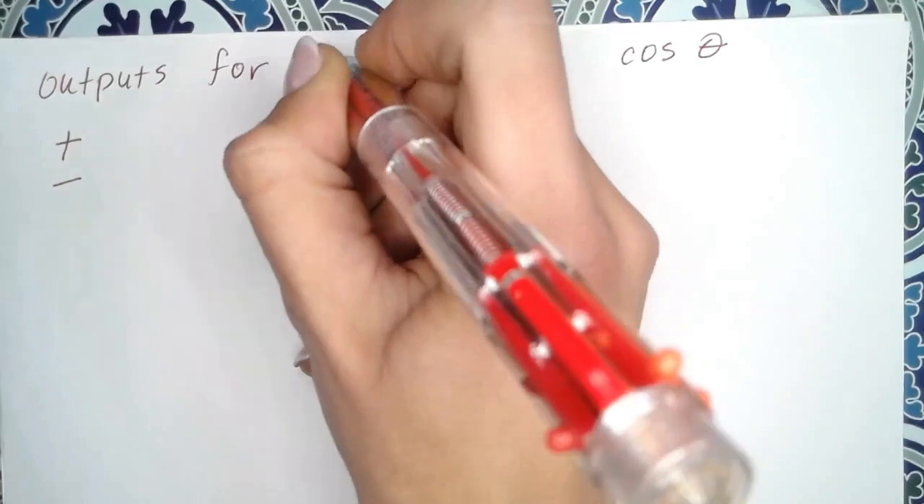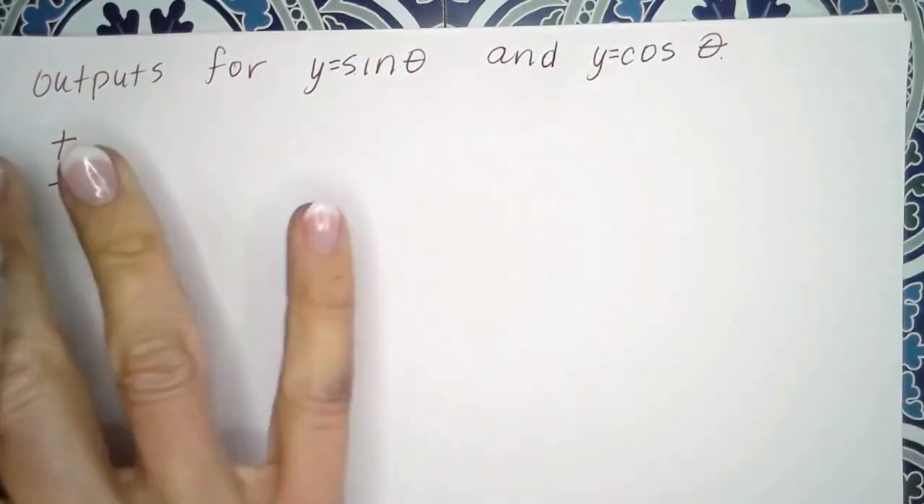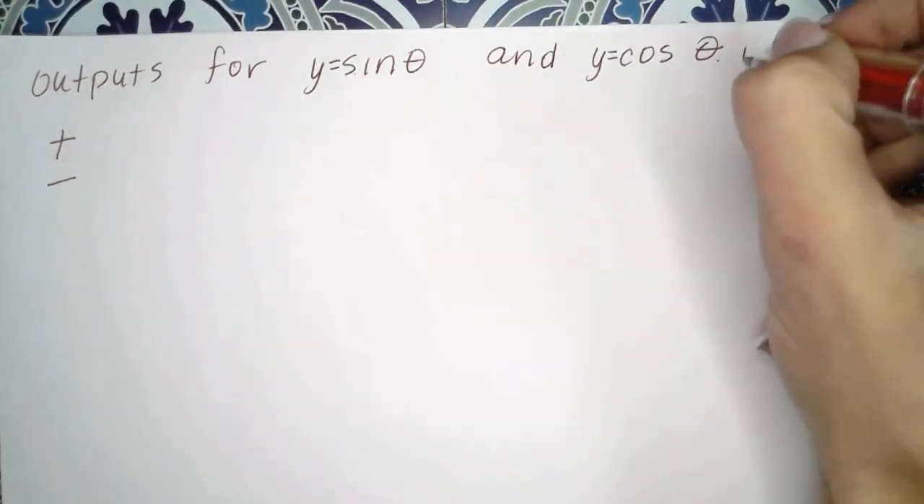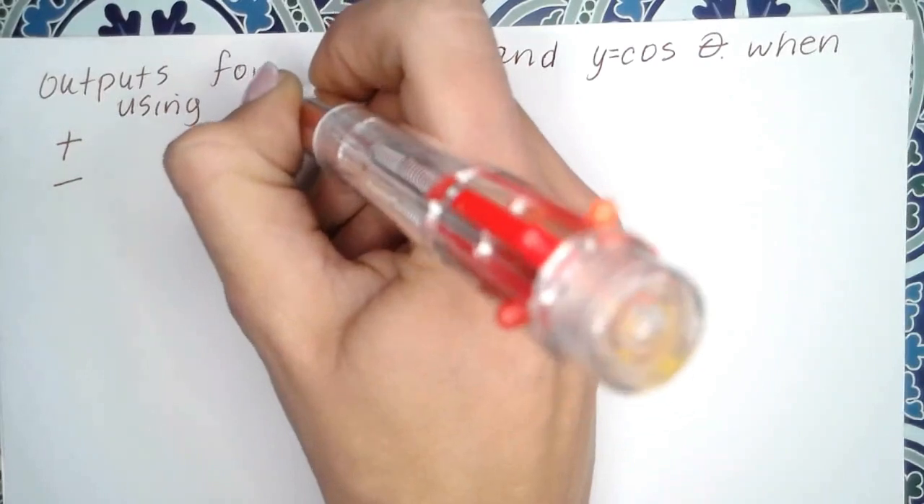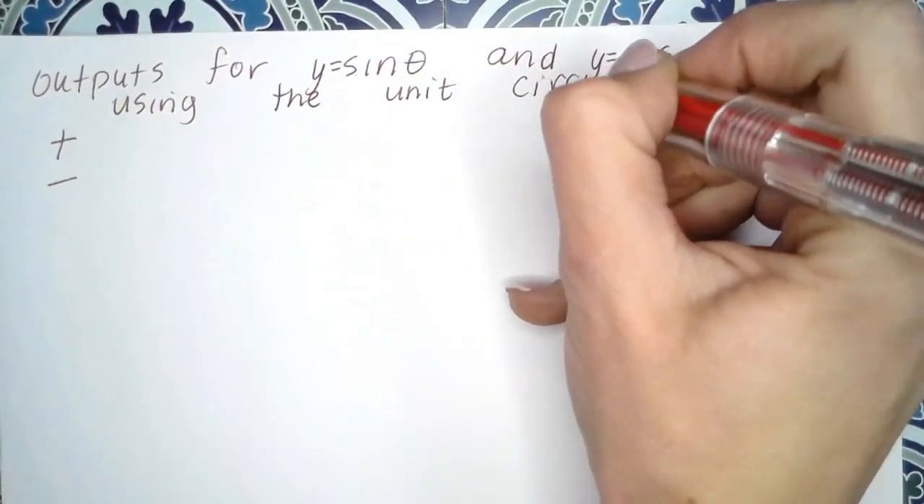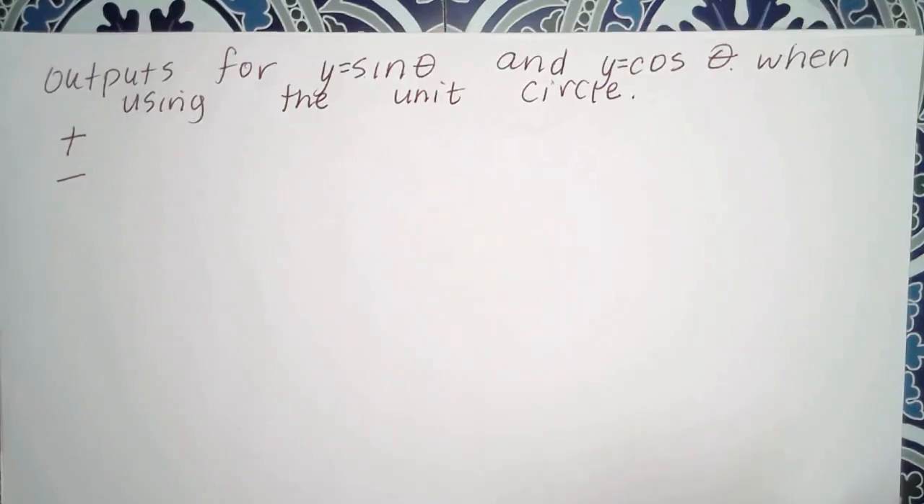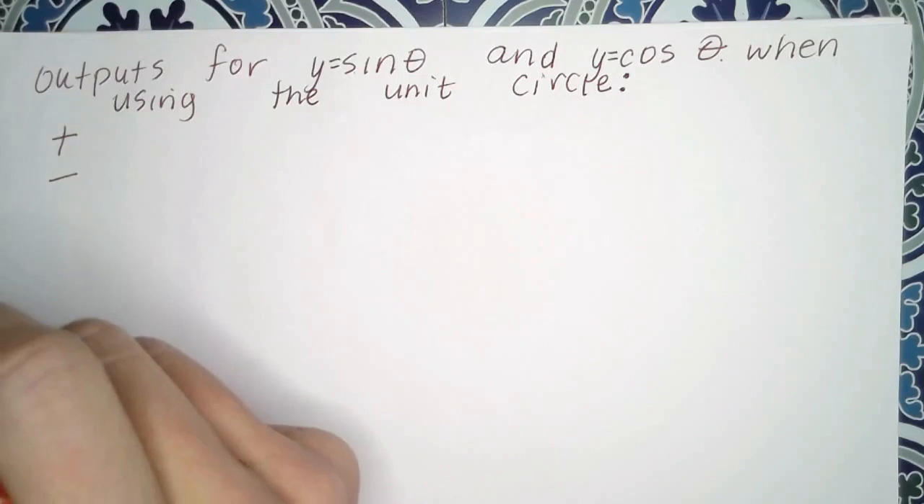Really, we could even call it y equals and y equals if I'm going to use the word output. So outputs are the answers that we're going to get when using the unit circle. Obviously, we can take the sine or cosine of many, many angles. The answers will not always be the same values, okay? So outputs for sine theta and cosine theta when using the unit circle.